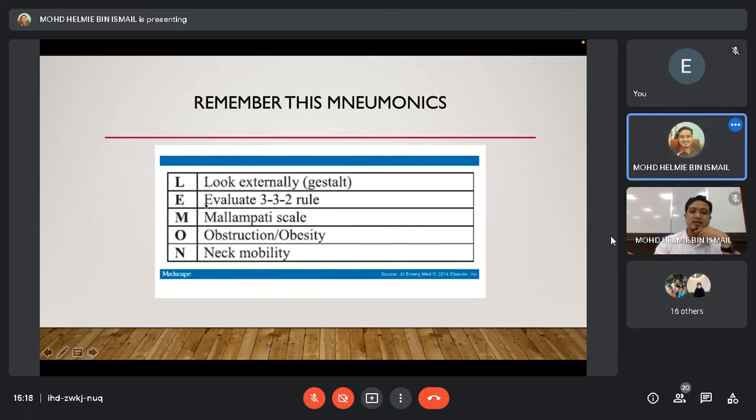As I said earlier this morning, you need to remember the LEMON mnemonic, which is how you predict whether this patient has a difficult airway. First, you look externally, you evaluate the 3-3-2 rule. You need to measure the Mallampati scale, any sign of obstruction or obesity, and then neck mobility, basically. Alright.